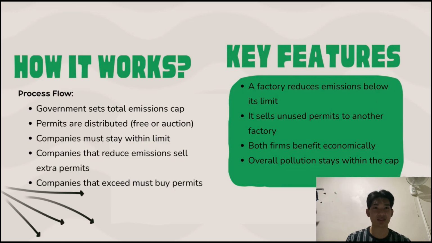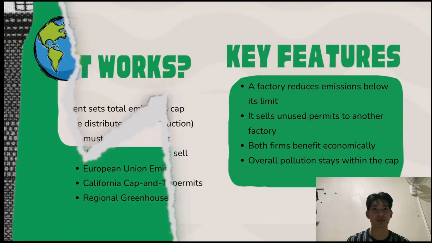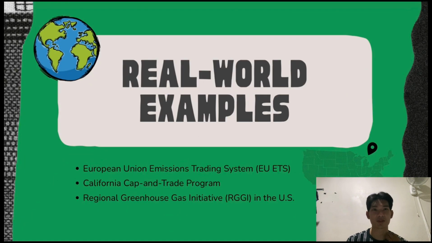Now let's see how it works. The government sets the emission cap, then permits are distributed. Companies must stay within their limit. So if they reduce emissions, they can sell extra permits. If they exceed, they must buy permits. For example, a cleaner company earns money, a polluting company pays more. Here are real-world examples. These systems help reduce greenhouse gas emissions while allowing businesses to operate.